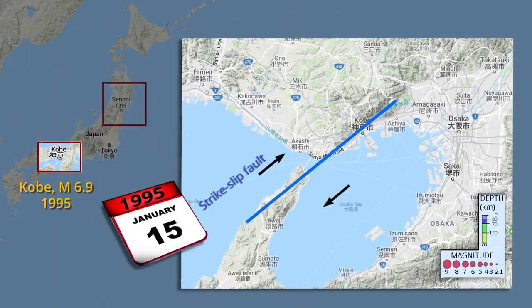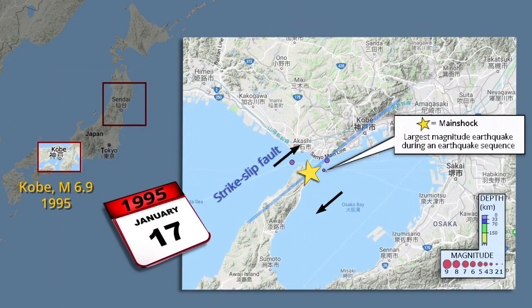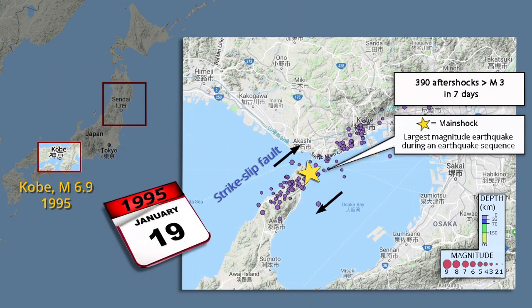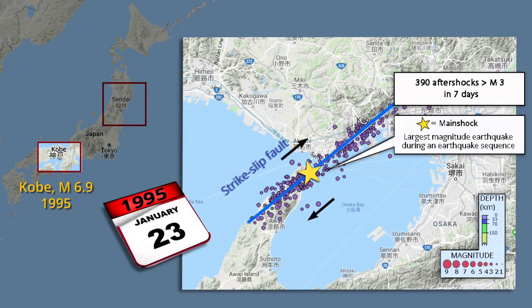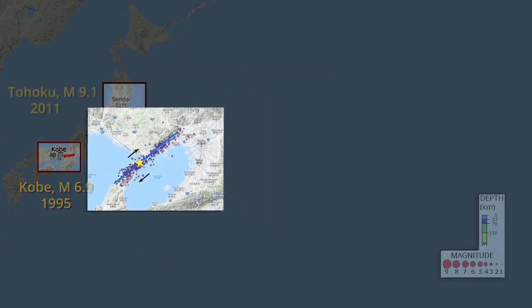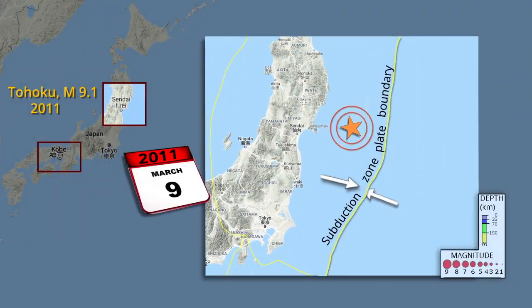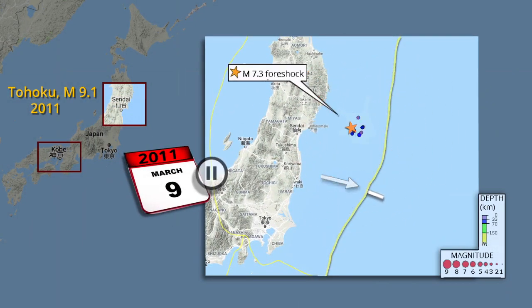Major and great earthquakes are usually followed by hundreds or even thousands of smaller earthquakes, called aftershocks, that occur along and adjacent to the fault displaced during the large earthquake. In some earthquake sequences, a smaller earthquake, called a foreshock, precedes the main shock, like the one that occurred 2 days before the 2011 Tohoku-oki magnitude 9.1 earthquake.